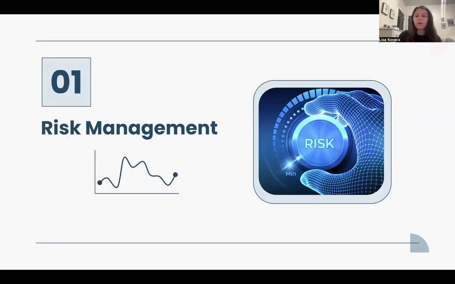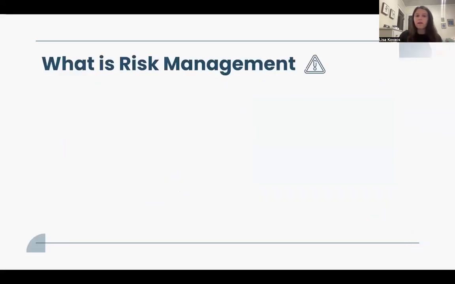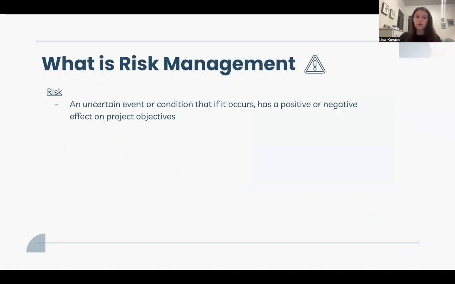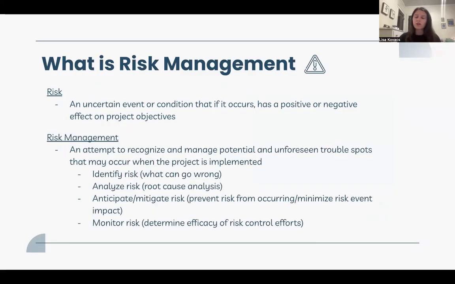Before we can get into how ClickUp can augment and help risk management, we first need to understand what it is. And starting with that, we need to know what a risk is. A risk is defined as an uncertain event or condition that if it occurs, it has either a positive or negative effect on the project objectives. With this understanding, risk management is trying to control these risks. It's attempting to recognize and manage these potential and unforeseen trouble spots that may occur as a project develops and is implemented throughout all of its stages.